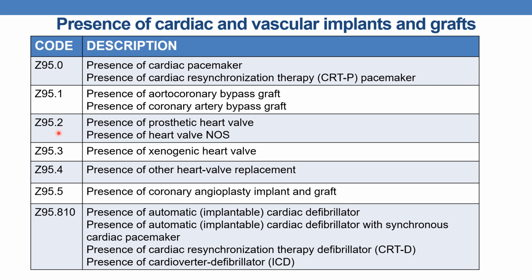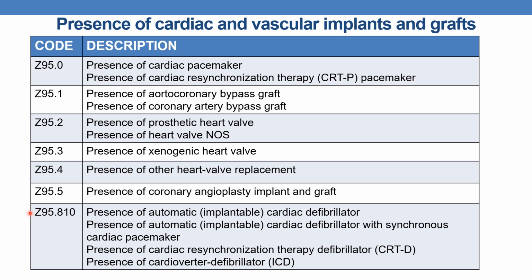The next is Z95.2. Presence of prosthetic heart valve or presence of heart valve NOS. The next is Z95.3. It indicates presence of xenogenic heart valve. The next is Z95.4. It indicates presence of other heart valve replacement. The next is Z95.5. It indicates presence of coronary angioplasty implant and graft.